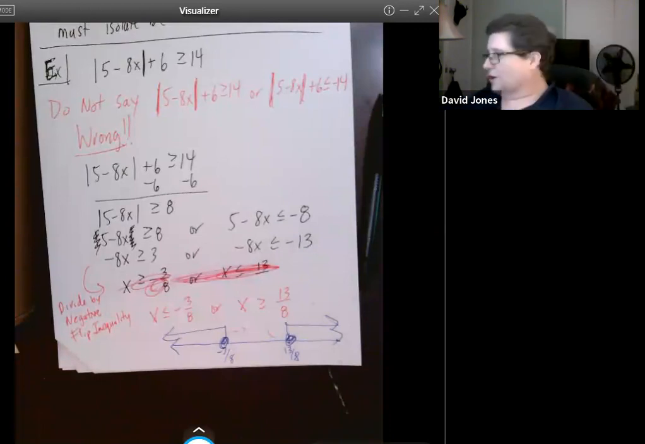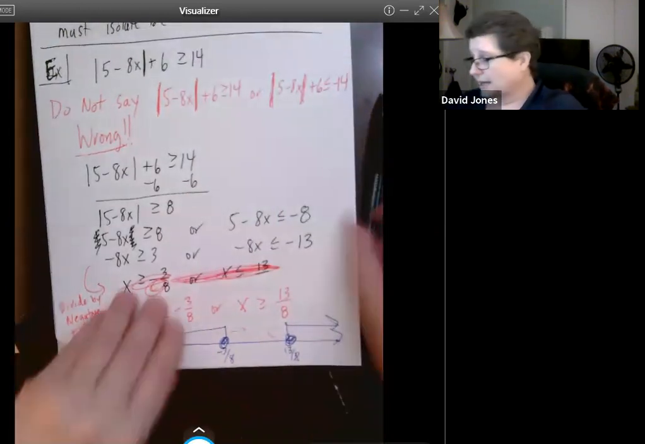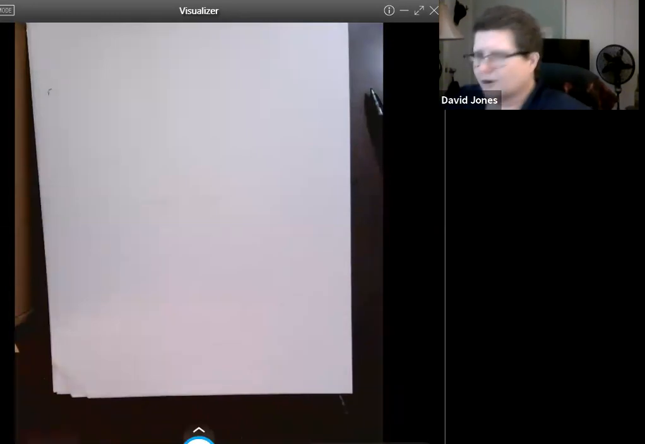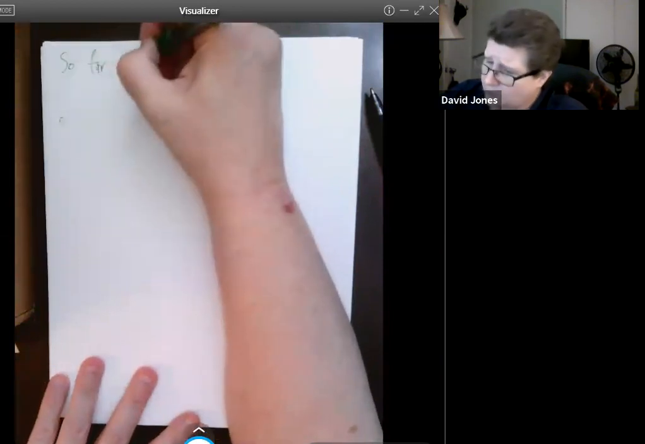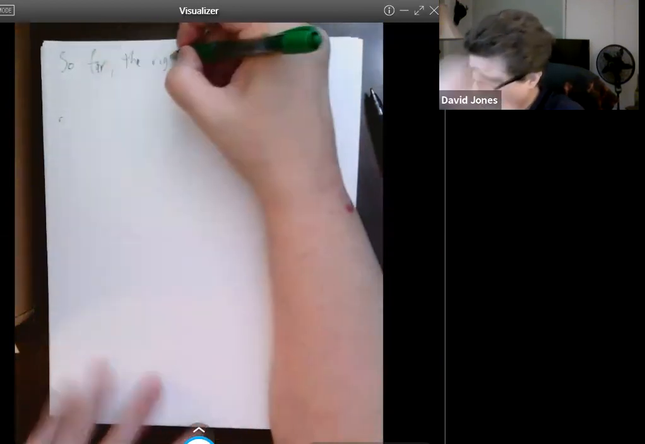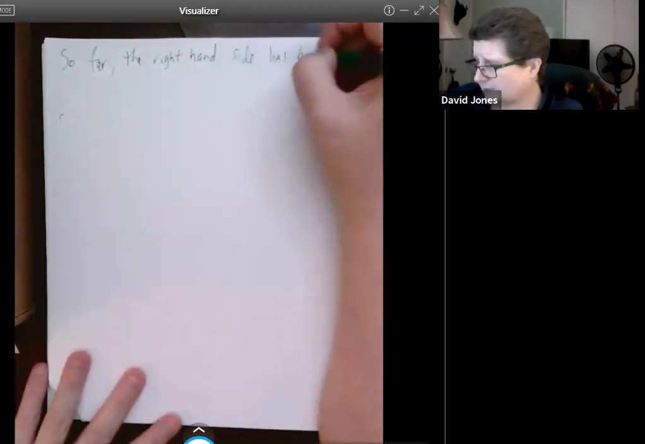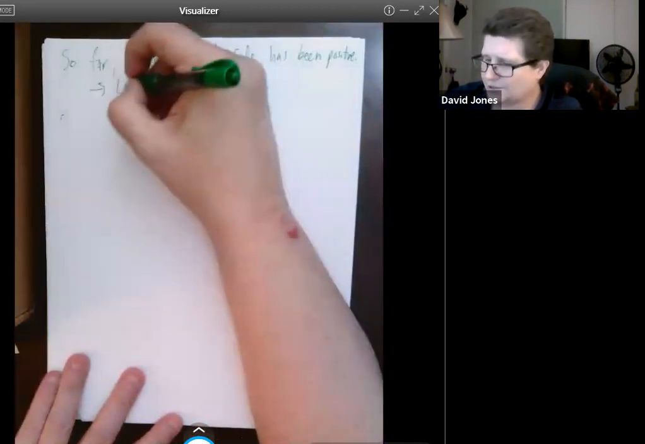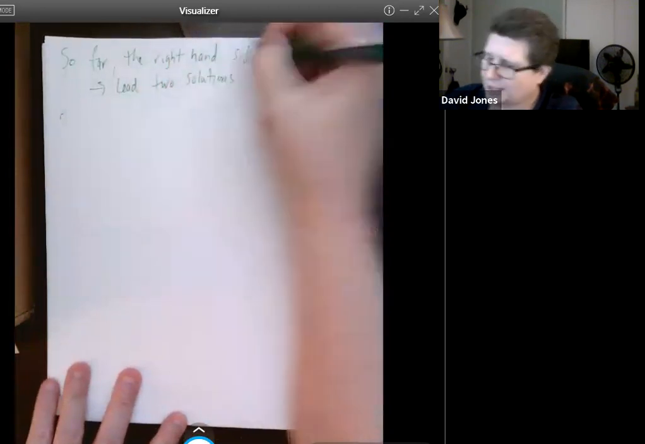All right, so in all these scenarios that we've done so far, my right side has been positive. So far, the right-hand side has been positive. And that has led to two solutions, or two inequalities.